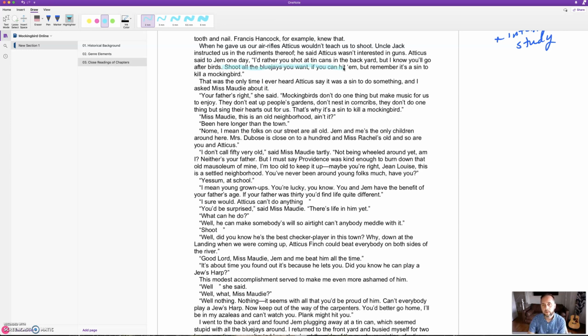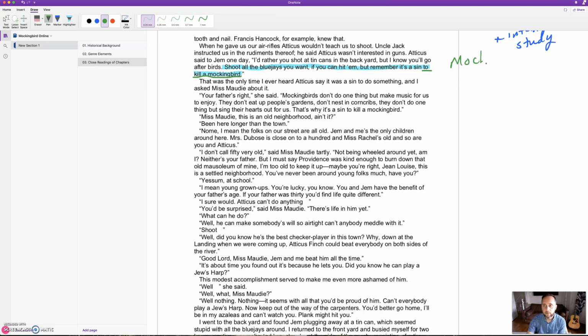All right, you definitely want to know this quote. One of the most important quotes in the book. And of course, it is our title, straight from this sentence, to kill a mockingbird.